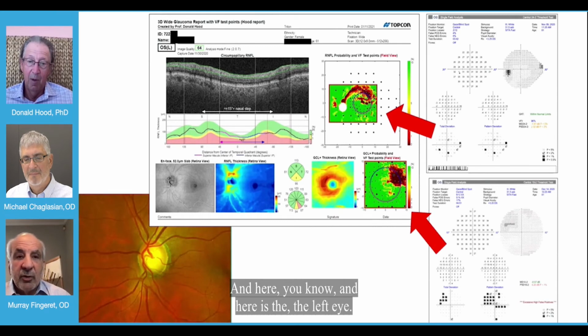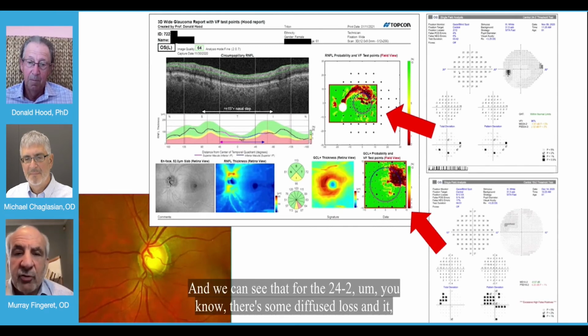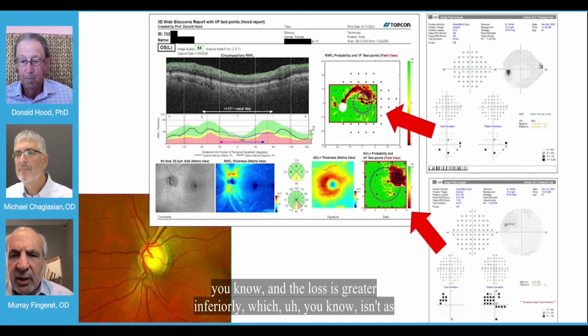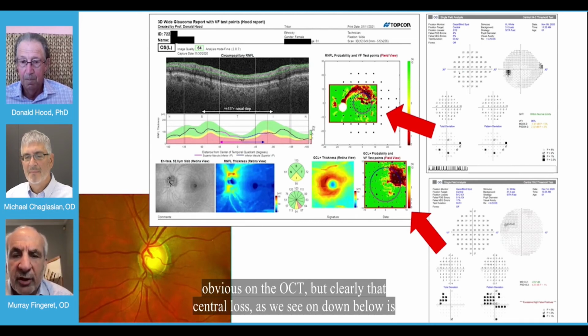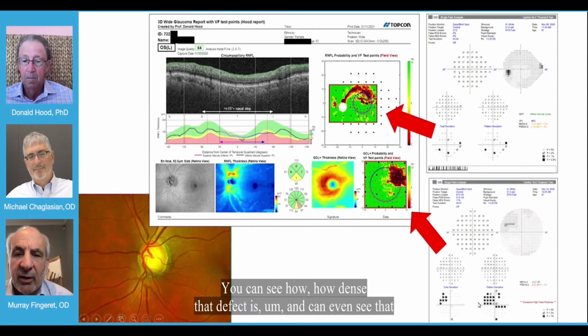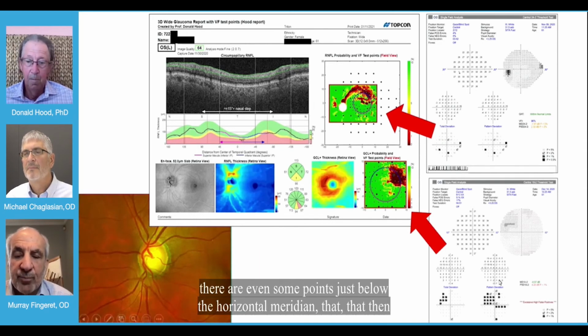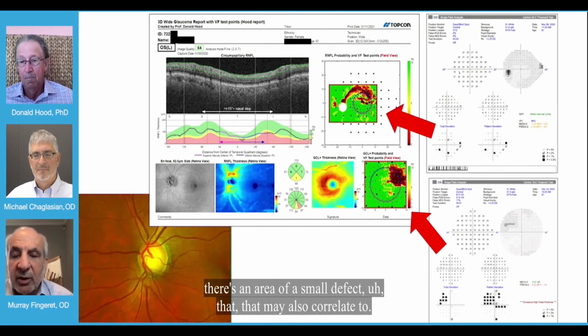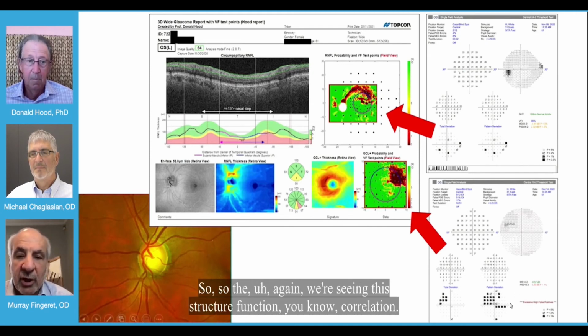And here is the left eye, and we can see that for the 24-2, there's some diffuse loss, and the loss is greater inferiorly, which isn't as obvious on the OCT, but clearly that central loss, as we see down below, is nicely being picked up. You can see how dense that defect is, and you can even see that there are some points just below the horizontal meridian where there's an area of a small defect that may also correlate too. So again, we're seeing this structure function correlation.